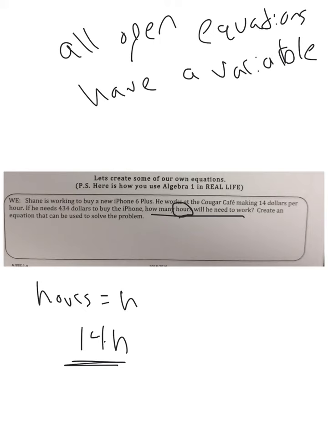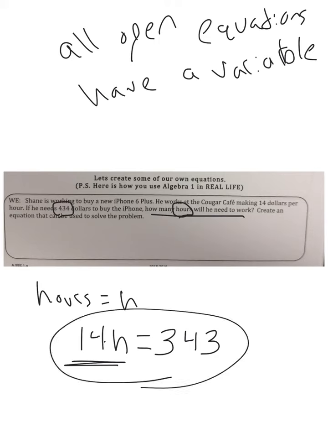14 times H equals, and now we need this to equal our goal. Well, what is our goal in this problem? Our goal is to buy the iPhone 6 Plus for Shane, and how much he needs is $434. So his hours times how much he makes per hour needs to equal the amount of money that he would like to make, $434. You can then use that equation, and we'll find out in Chapter 2 how to take something like this and quickly find out how many hours he must work.